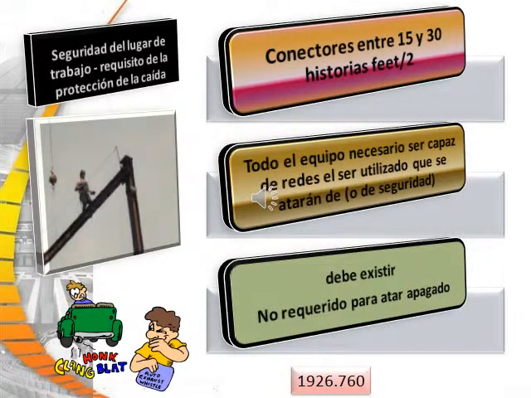Fall protection provisions call for connectors between the 15 and 30 foot level to have all equipment necessary to be capable of being tied off or use safety nets. These must be in place, or they are not required to tie off. That's covered under .760.